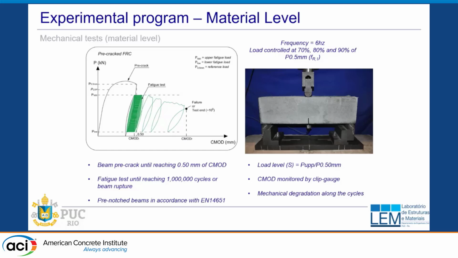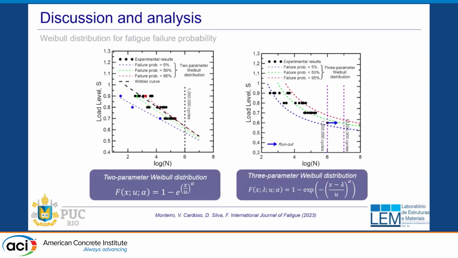CMOD was monitored by clip gauge throughout the entire test because that is the most important parameter to measure, and then we try to characterize the mechanical response. Now, the response that we calculated was based on the assumption of a two-parameter Weibull distribution, where your strength is described by the two parameters U and alpha, and when you plot it on a log scale, you get a linearized curve.